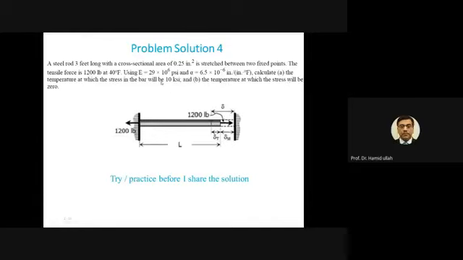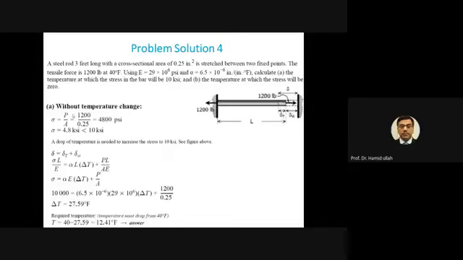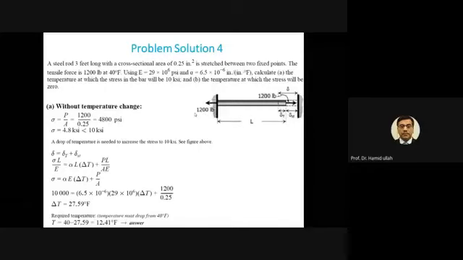So this part, the figure is the same, but there is a change in what is required. So the same concept applies in this case, like the previous one. Basically, without temperature change, how do you calculate stress? Stress equals load by area, and the load is given as 1200 pound, and the cross-sectional area is given as 0.25 square inch.